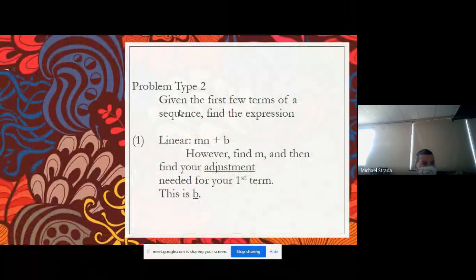If it is linear, which means mn plus b, the difference between this and slope-intercept is find m, and then find your adjustment needed for your first term. This is b. All right? You're going to find m and then find your adjustment needed for your first term. This is b. All right?